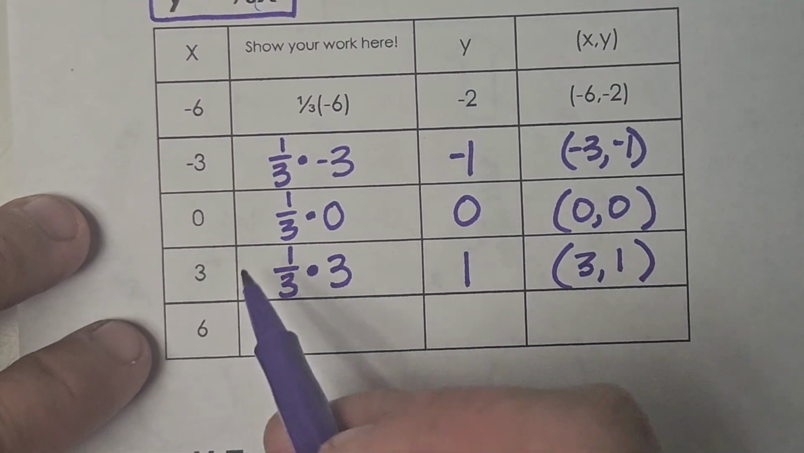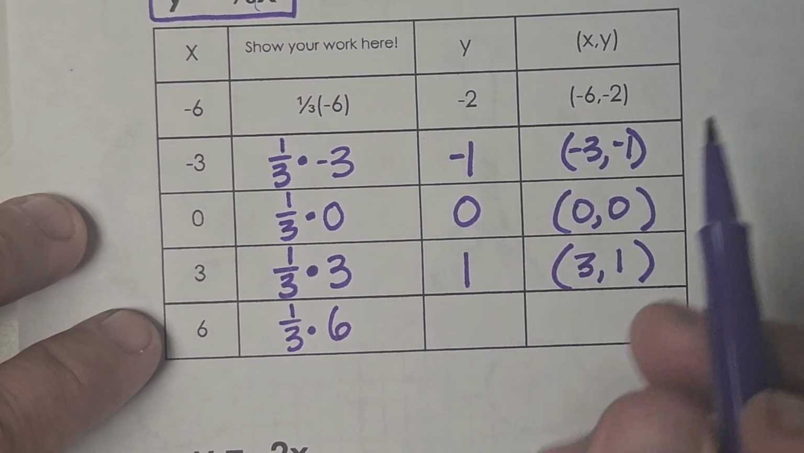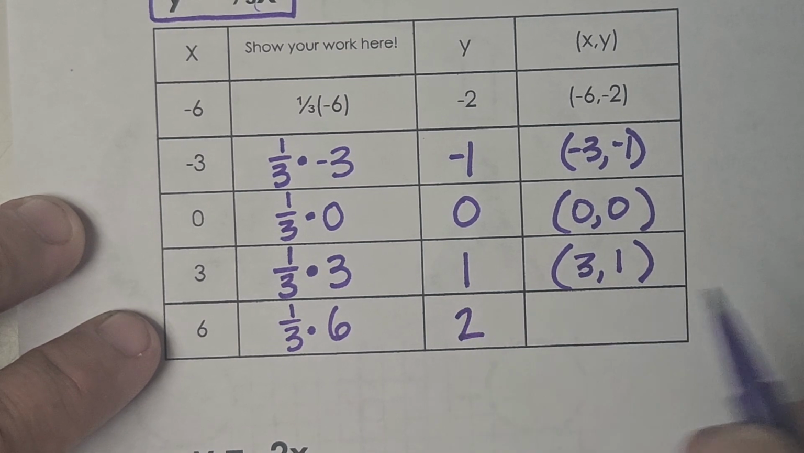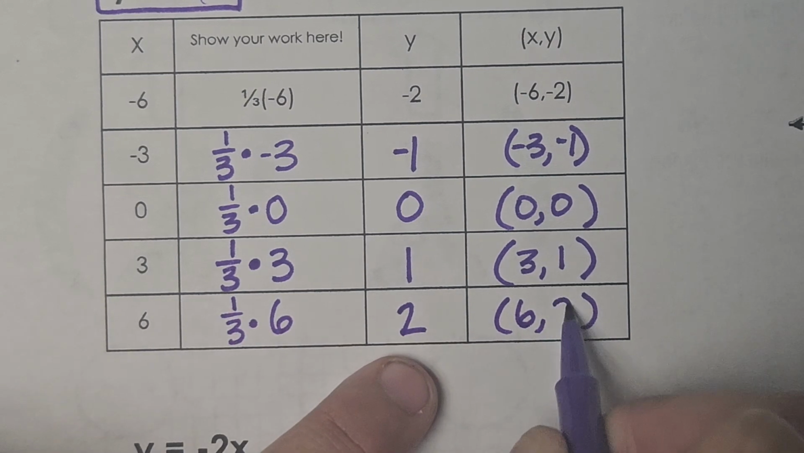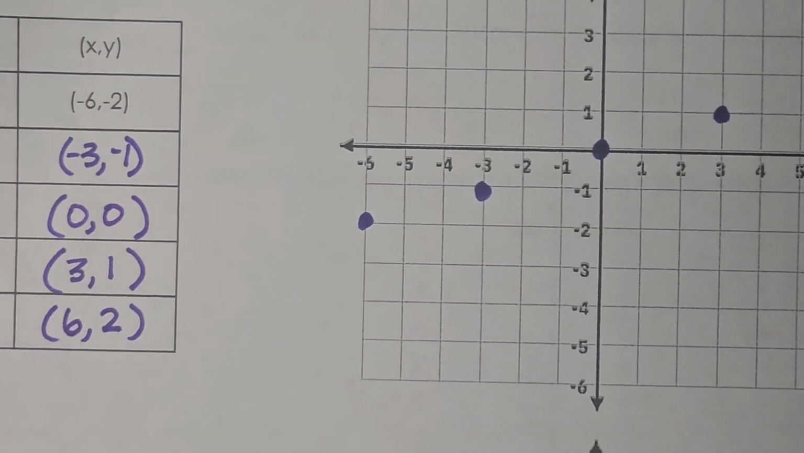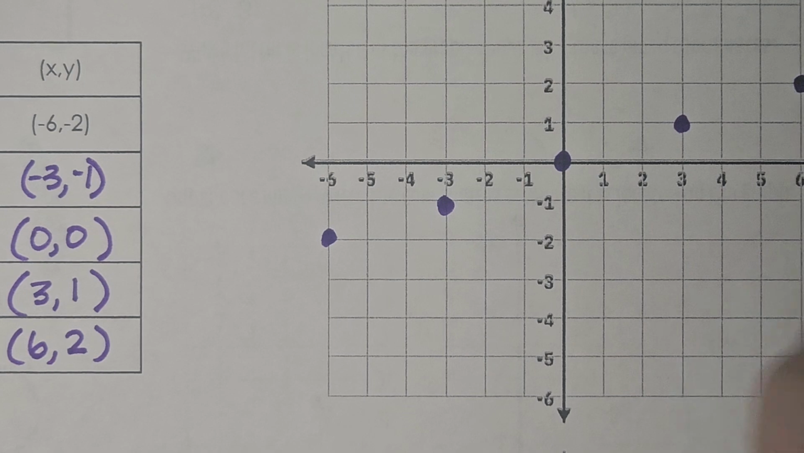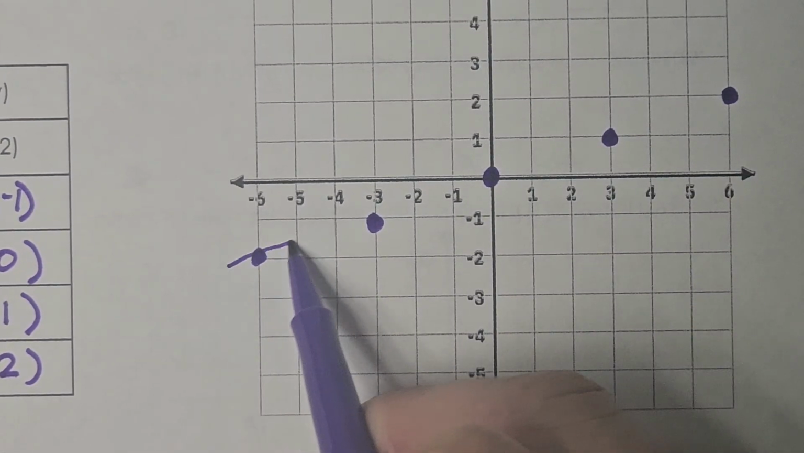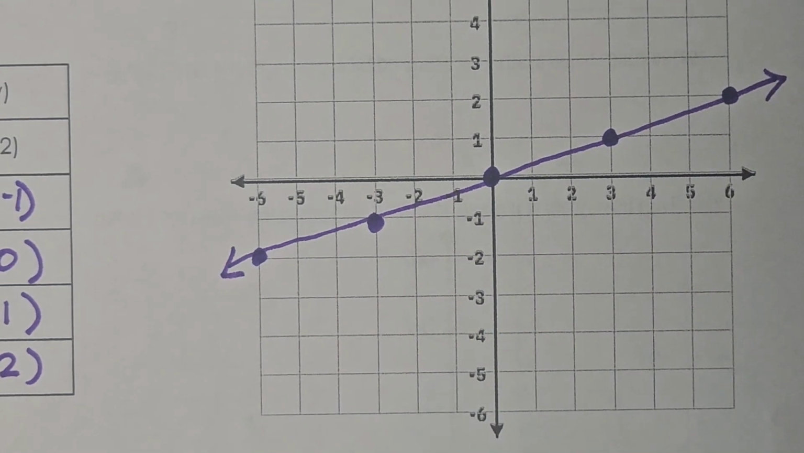And my next one. My next one is going to be 1/3, and my final number that I'm going to plug in for x is 6. So 1/3 times 6, I can type that into my calculator, but it's going to be 2. My x value is 6. My y value is 2. So that's my new coordinate point that I'm going to plot. So I'm going to go over to the 6, and I'm going to go up to the 2. When I have all my points plotted, I should connect them, and then they should make a straight line. So it should look something like this.